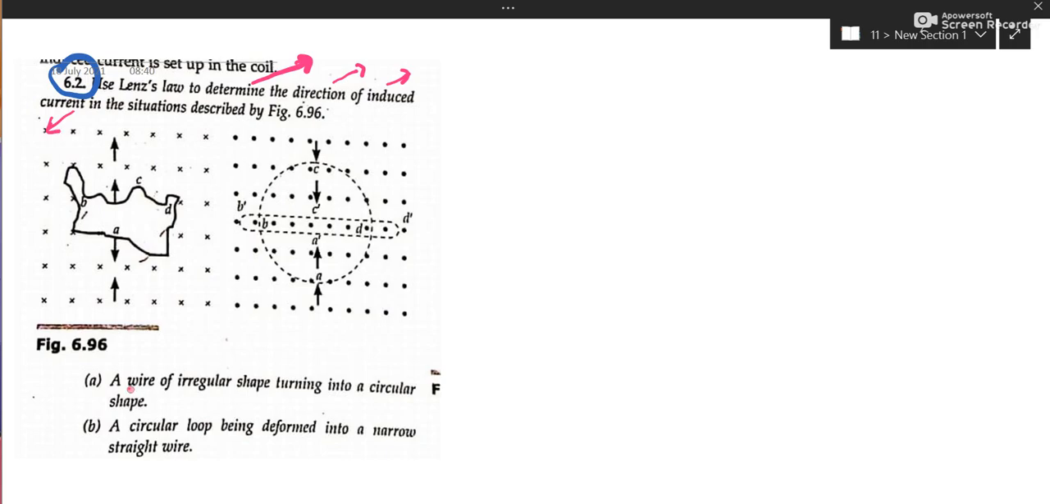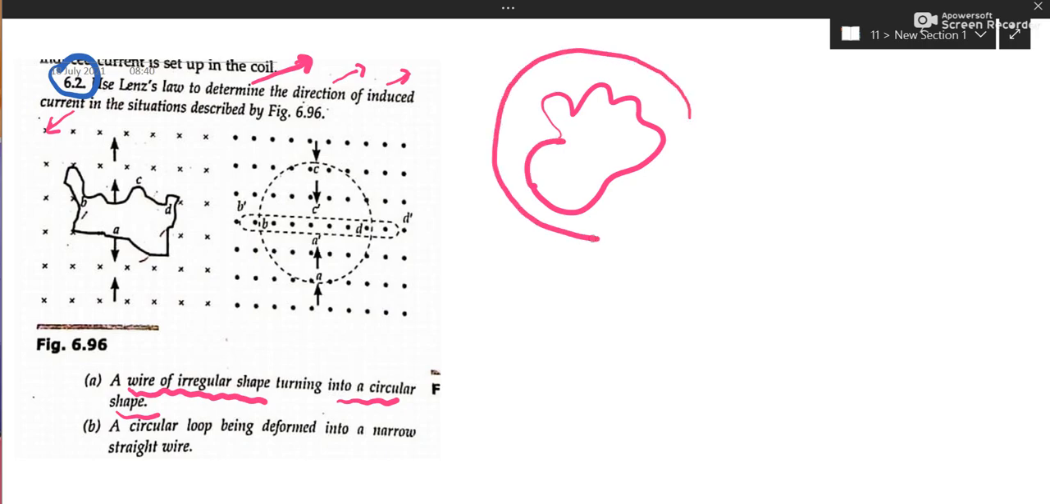When a wire of irregular shape turns into a circular shape. So, this irregular shape is changed into a circular shape. So, this is the first part. Here the magnetic field is shown by cross, that is, it is normally inwards towards the floor, vertically inwards.